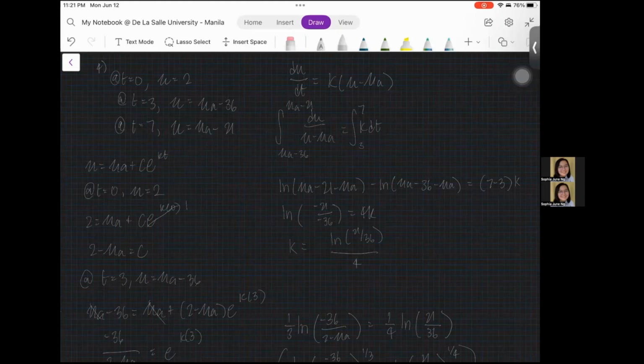Okay, so let's enumerate our given. So at time equals 0, that means you haven't taken out the thermometer yet. Our temperature is at 2 degrees Celsius. At 3 minutes, our temperature goes up to the ambient temperature minus 36 as it is written in the problem. And then 4 minutes later, which is 3 plus 4 equal to 7 here, our temperature is now the ambient temperature minus 21.